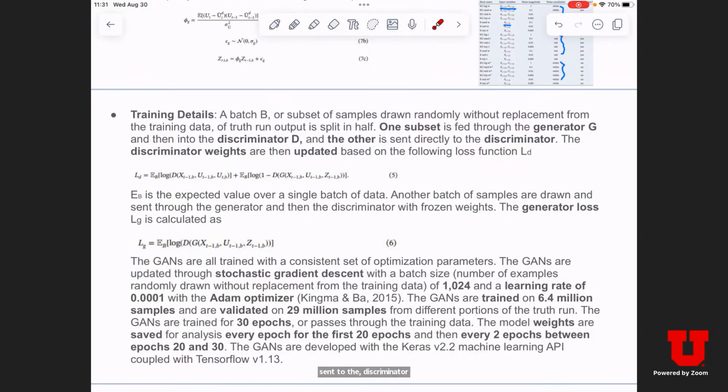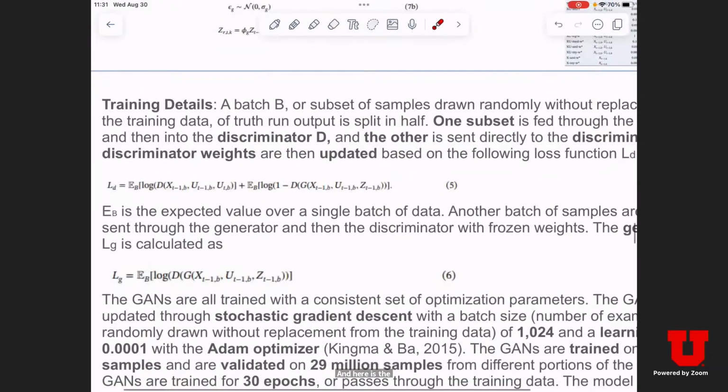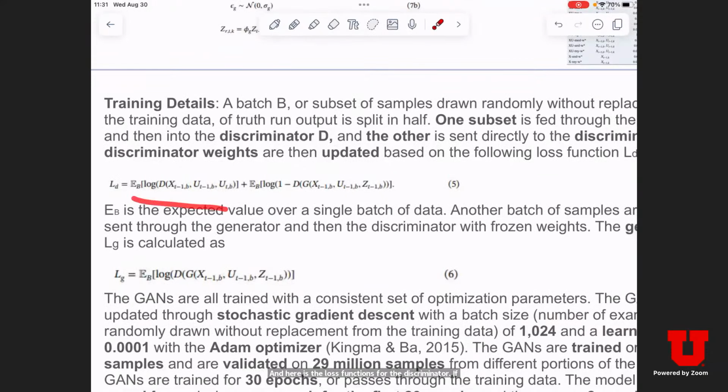And here is the loss function for the discriminator. If you are familiar with GANs, you know why there are two expected values. This term alone is for the discriminator, but we want the generator and discriminator to be in balance. We don't want the discriminator too powerful or the generator too weak, so we need to consider both in the loss function. And this one is the generator loss function.